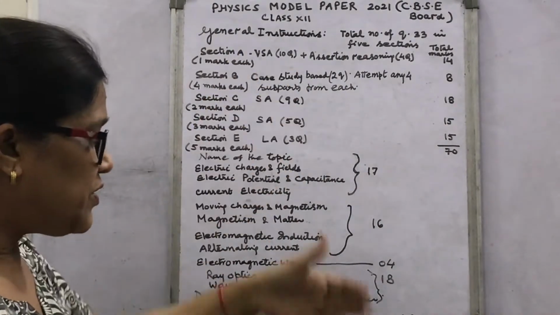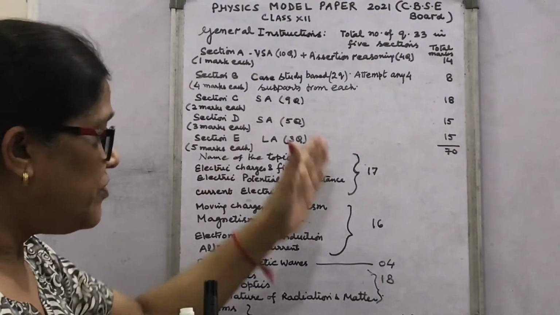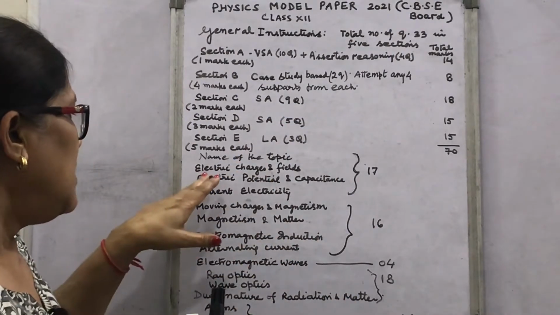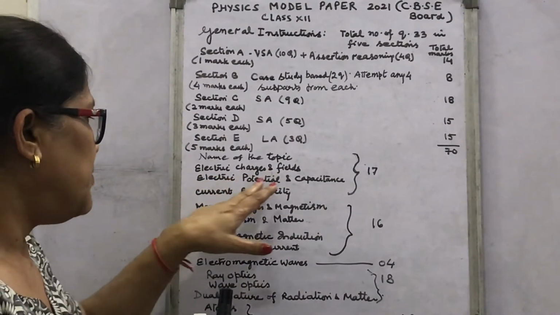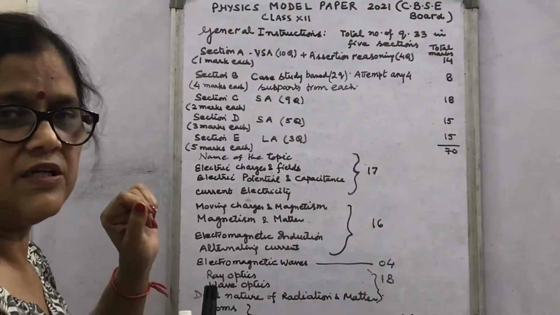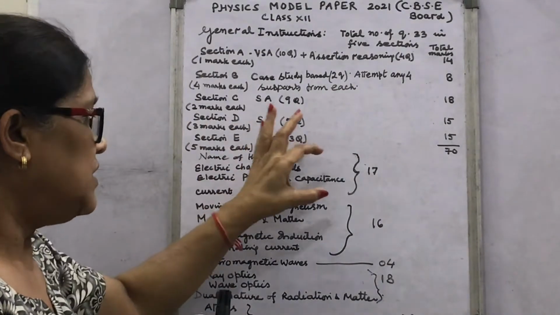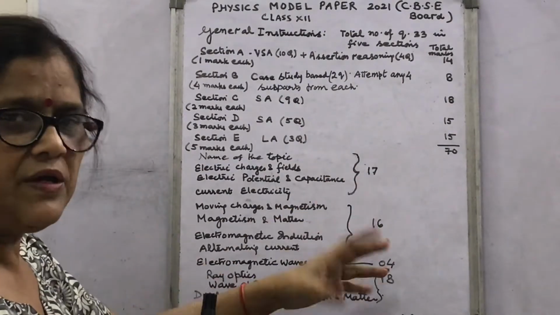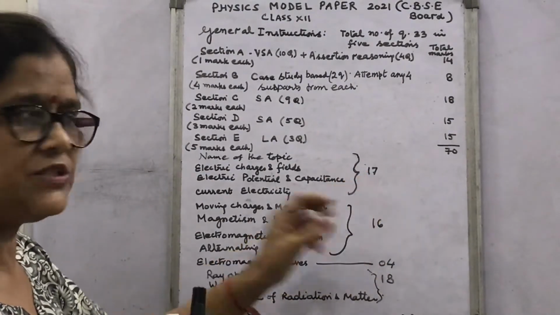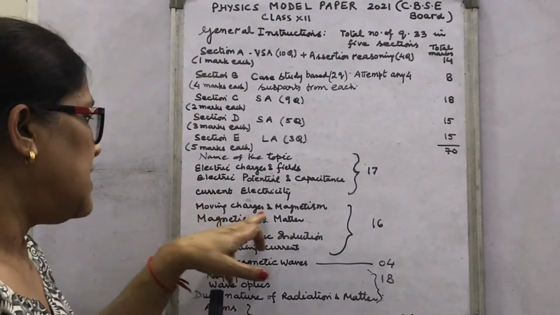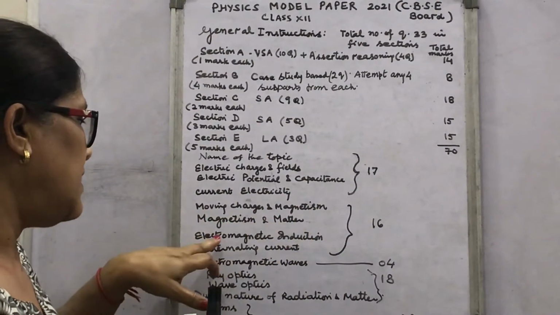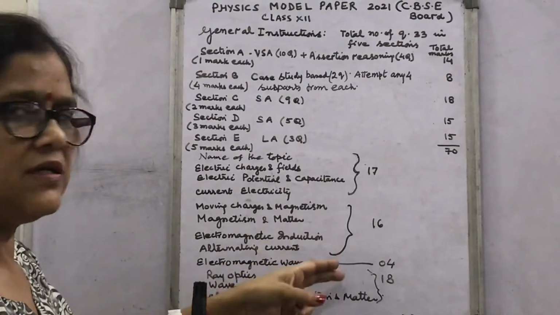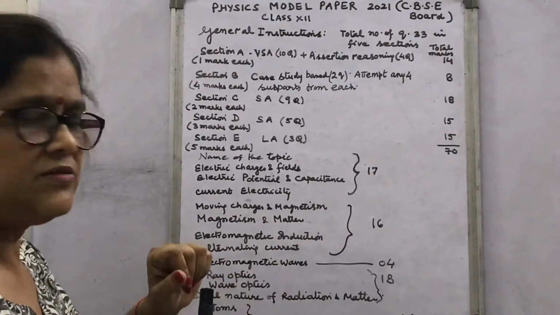Now, as per the topic, what is the weightage of the marks? I have given the name of the topics. Electric charges and fields, electric potential and capacitance, current electricity. This total portion is of 16 or 17 marks. What I have written, 1 or 2 marks may vary from this portion. Similarly, moving charges and magnetism and matter, electromagnetic induction and alternating currents. From this whole magnetism, 16 marks.